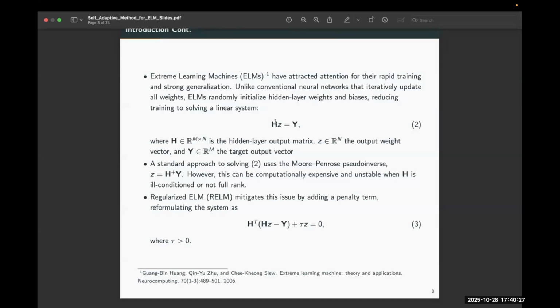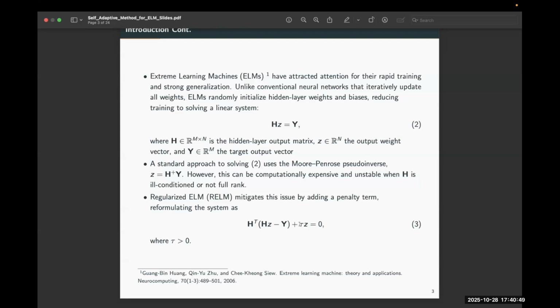So the issue with the computation of the inverse, like we said, in general, is computationally expensive, and sometimes it can even be unstable in a situation where you're dealing with an ill-conditioned problem. So how do we mitigate this? One of the things that was introduced is the regularization of this equation 2.